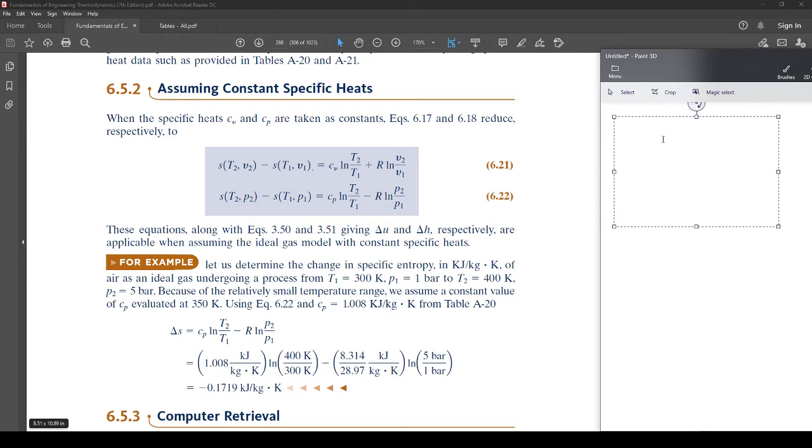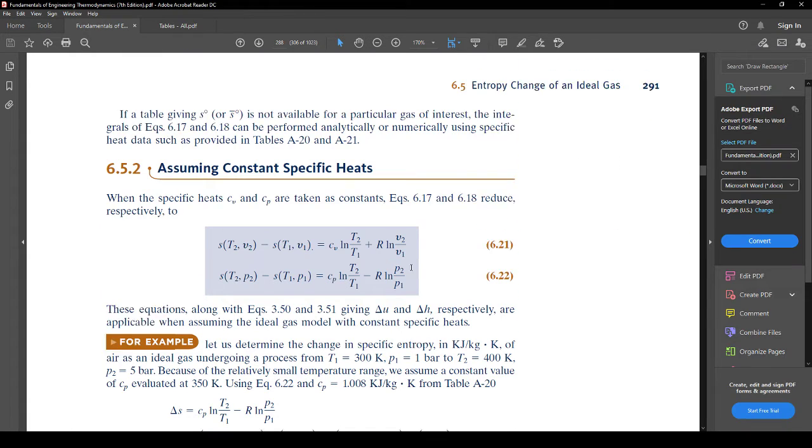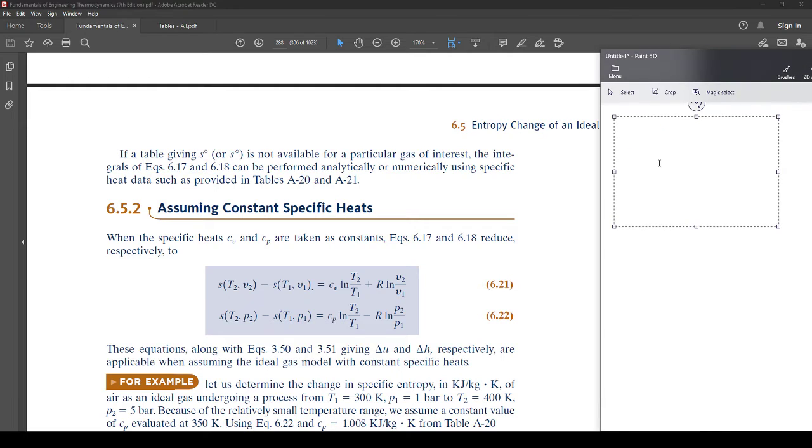So it says, we have temperature one, so we have to determine the change in specific entropy. Let me roll up here. Determine the change in specific entropy of a temperature. So we have T1 is equal to 300 K, right? And then it says pressure one, so P1 is given as 1 bar. And then it says T2 is 400 K.